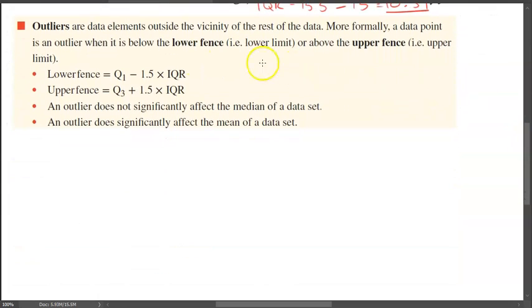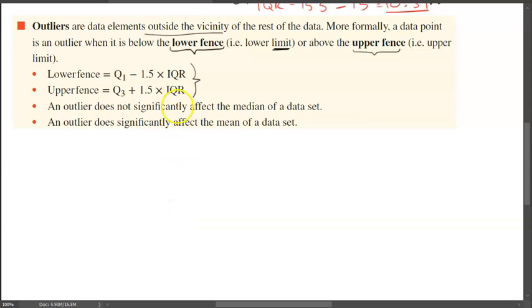An outlier, as we saw before, is a data element outside the vicinity of the rest of the data. More formally, a data point is an outlier when it is below what's called a lower fence, i.e. a lower limit, or above the upper fence, which is also considered the upper limit. And these two formulas will determine how we find the lower fence and the upper fence.